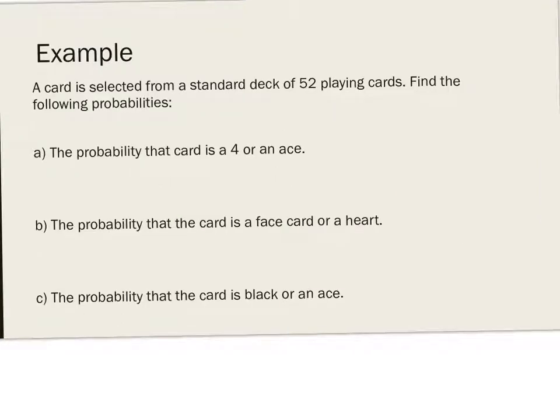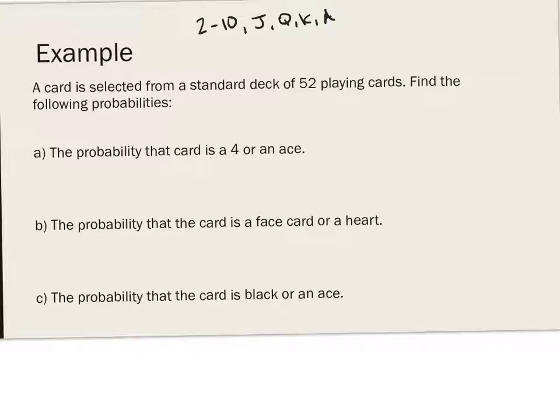So let's use an example to illustrate this thing. A card is selected from a standard deck of 52 playing cards. Find the following probabilities. If you don't know what a standard deck of 52 playing cards is, in a standard deck there are 4 suits of cards, each having 13 cards, ranging from 2 through 10 numbered cards, and then Jack, Queen, King, and Ace.